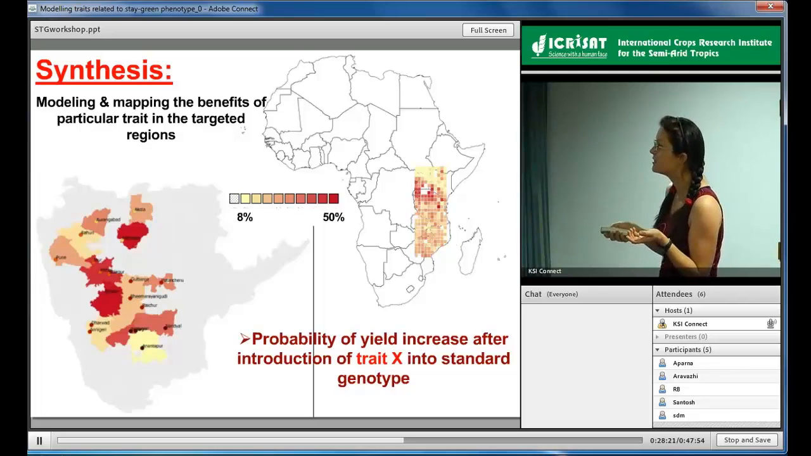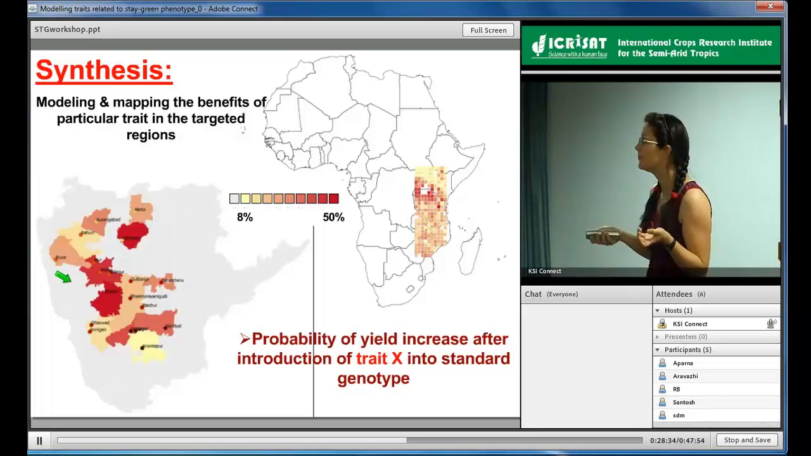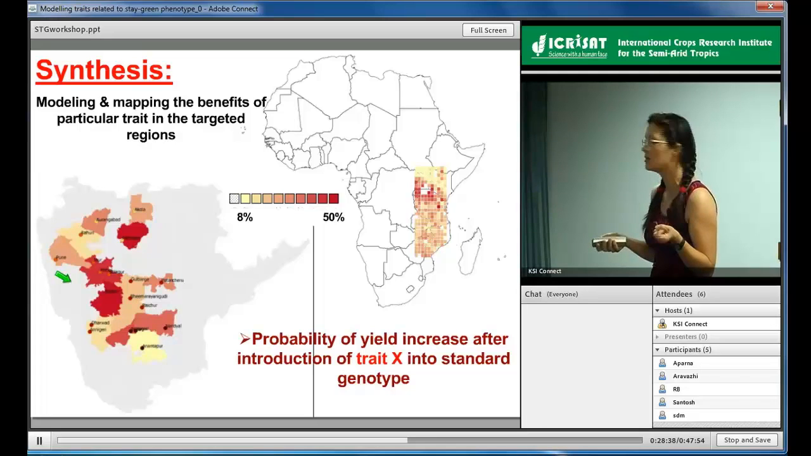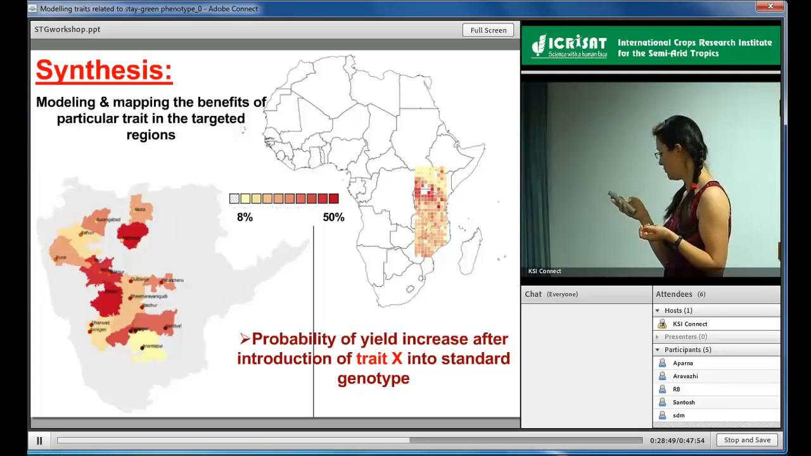In the case of India, I am for the time being able to do it only for a few regions. You see that, for example, for these states and districts which belong to the sorghum production core, certain traits may contribute to the yield advantage with far better probability than, for example, in Anantapur. So that's our ultimate effort.